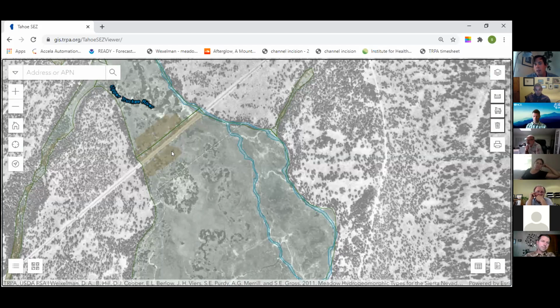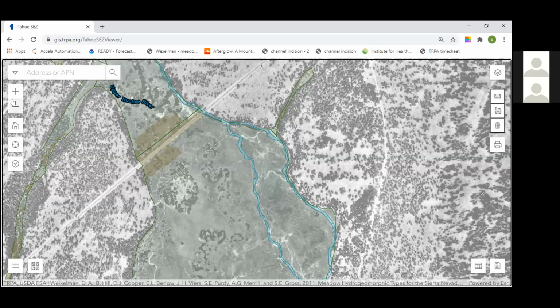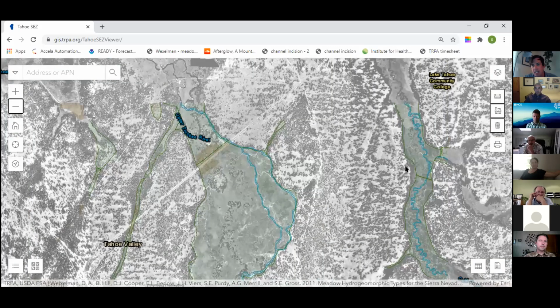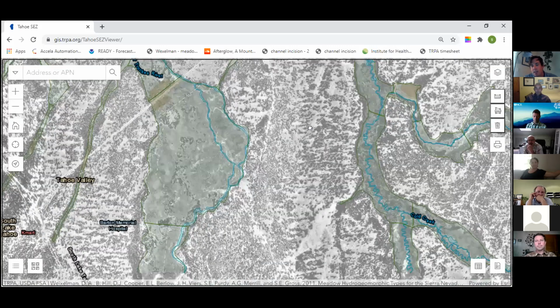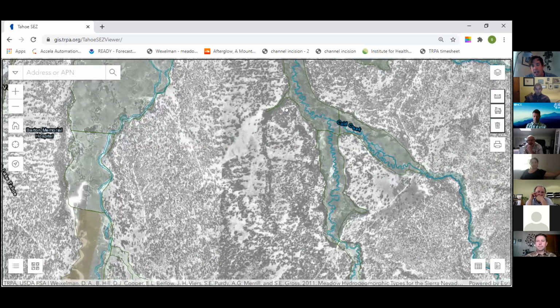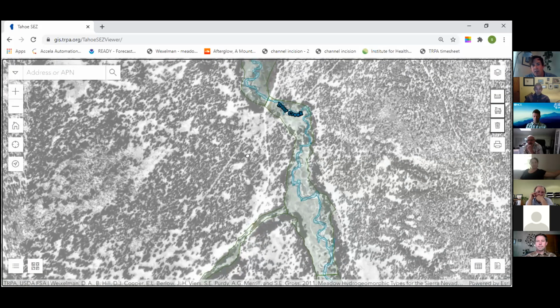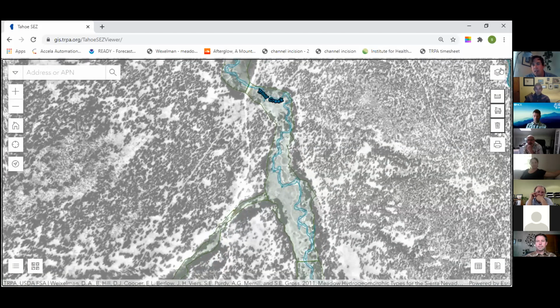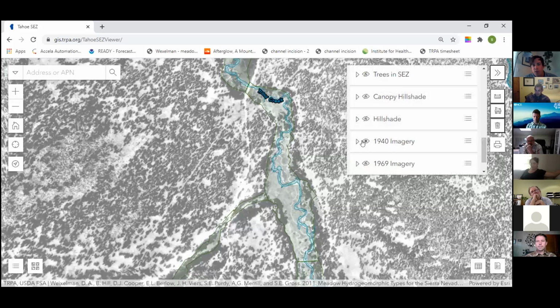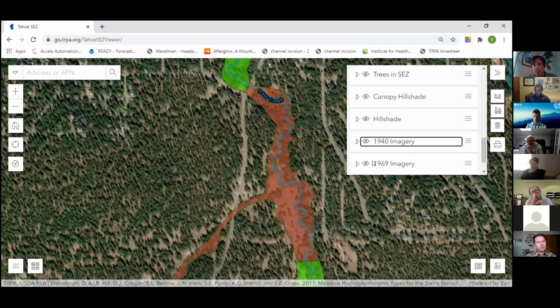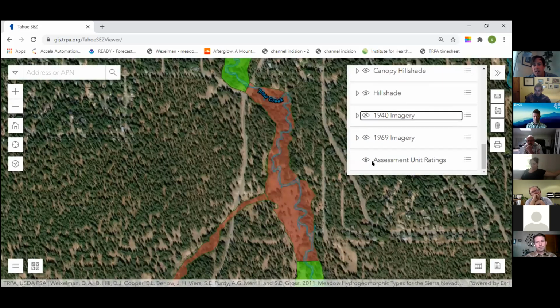A lot of people know where this development is, but to actually be able to visualize it like this is really powerful. So this is like the Grocery Outlet. This is the Motel 6 right in the middle of the marsh. So there's lots of cool visualization tools like that. And if we want to look at conifer encroachment, we can zoom in here. This is Trout Creek above Pioneer Trail.